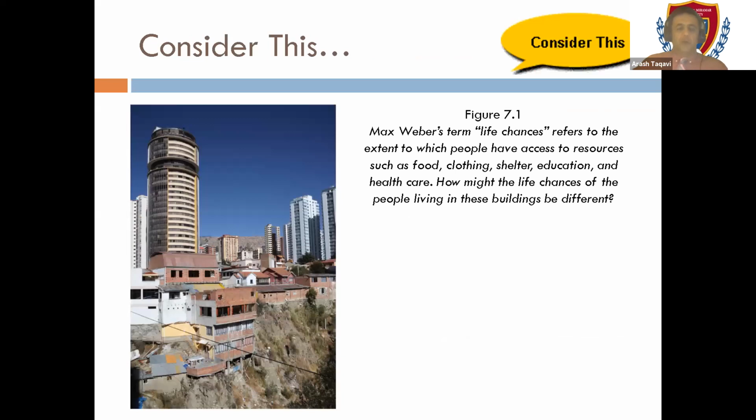You see here one of the philosophers of sociology, Max Weber. Bureaucracy is the word of Max Weber. Max Weber also termed life chances. It's very important to know about the term life chances. It refers to the extent to which people have access to resources such as food, clothing, shelter, education, and other parts. You can see in the picture that in a single location of a city, I don't know where it is, you can see different social classes.